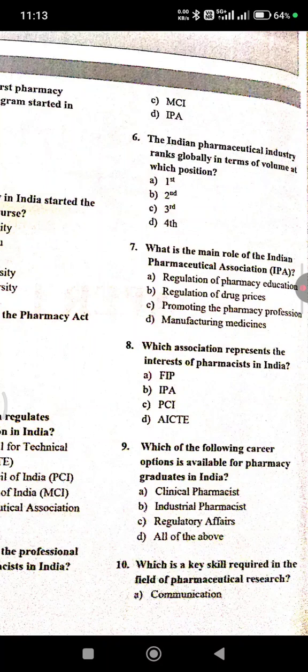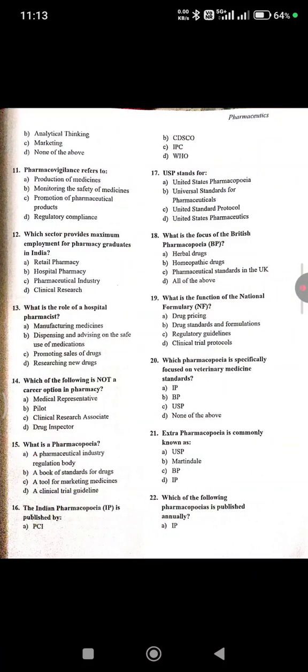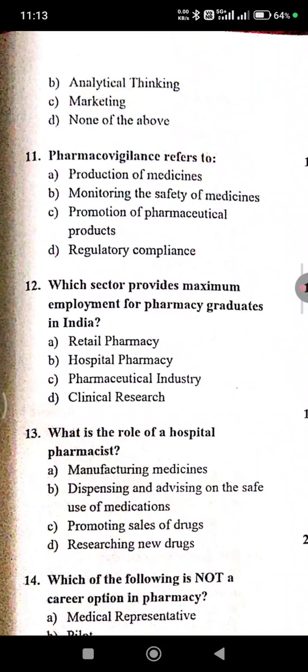Which is a key skill required in the field of pharmaceutical research? Option A, communication. Option B, analytical thinking. Option C, marketing. And option D, none of the above. That is option number B, analytical thinking. Okay, so let's go to question 11.